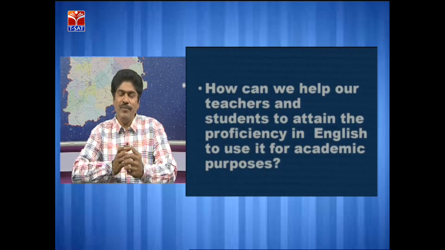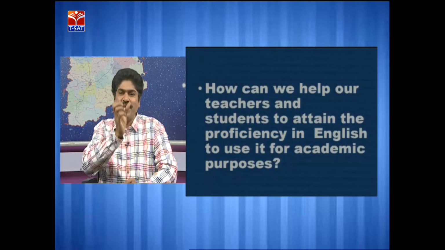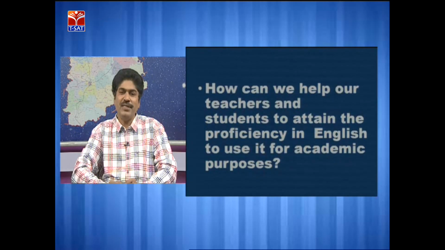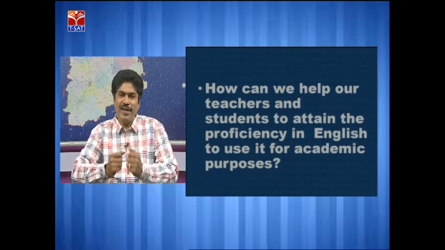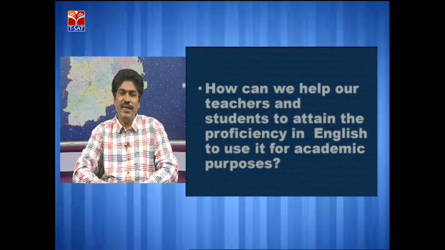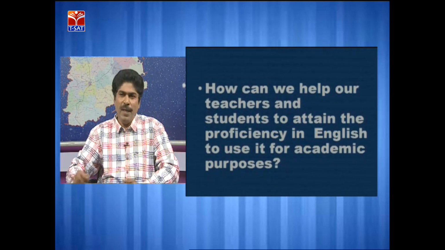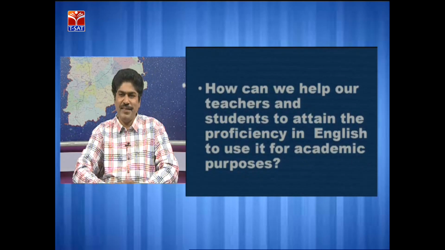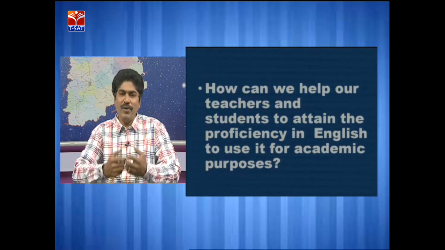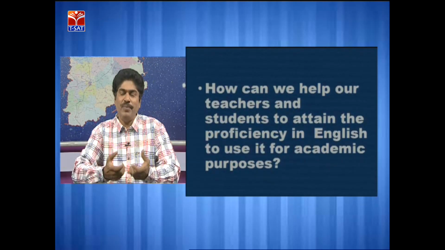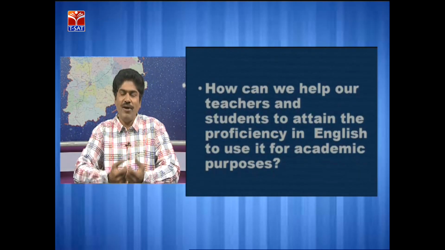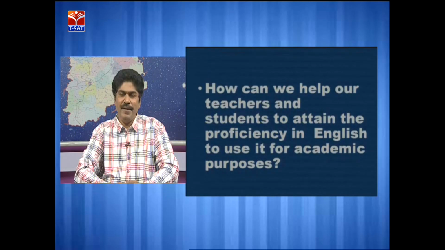Hence, if you give English language support to our teachers, they perform wonderfully in our schools, and they can implement English medium instruction without any problem. And how can we help these teachers? How can we help our students? How can we help to develop these English language competencies?